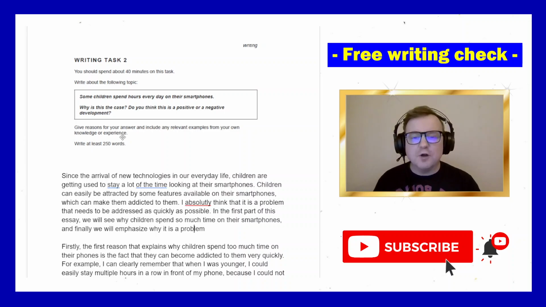So body paragraph 1, we will talk about the reasons why some children spend hours every day on their smartphones, and in body paragraph number 2, this is where we will say whether it is a positive or a negative development, and then we'll have some conclusion with a summary of the main ideas and maybe some reflective comment. But okay, so the structure should be quite straightforward.